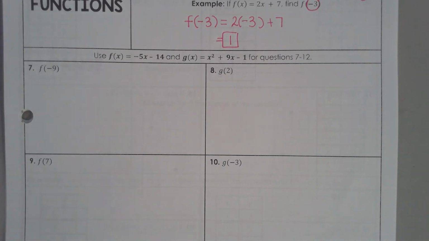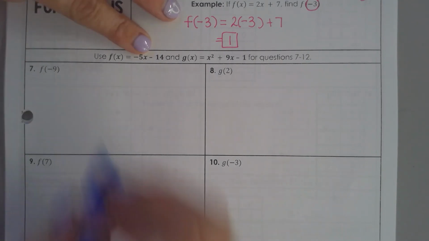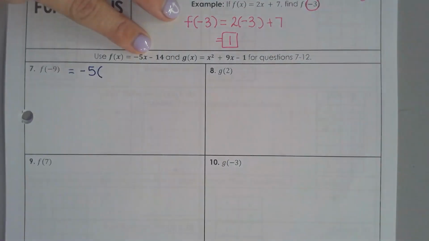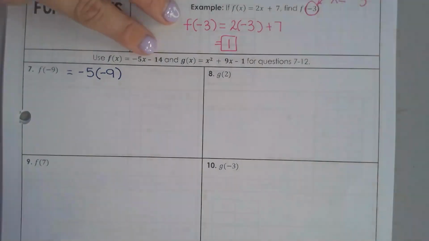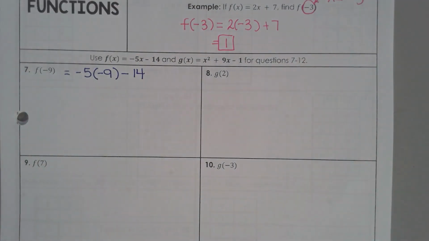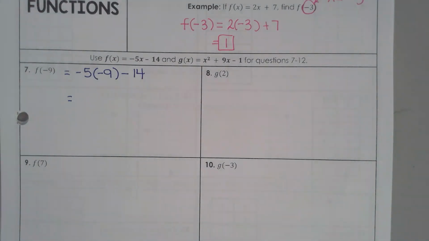So number 7, f of negative 9. I'm going to look up here and I'm going to replace the x with negative 9. So I have negative 5, and you always put that number in parentheses. And then that's minus 14. And then type that in the calculator.